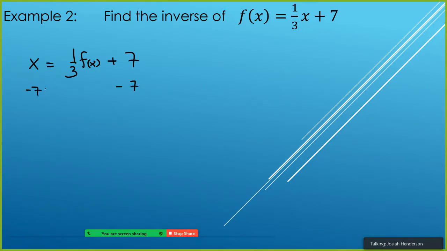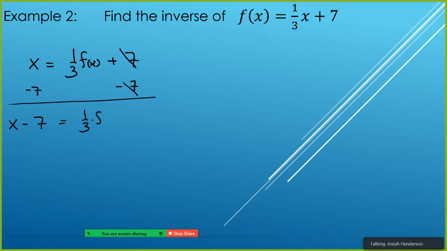Remember, folks, when we're solving an equation for any variable, in this case we're solving it for f of x, we're doing our actions to both sides. Okay, so always, always, always both sides. So 7 minus 7, that goes away. And on the left, x minus 7.